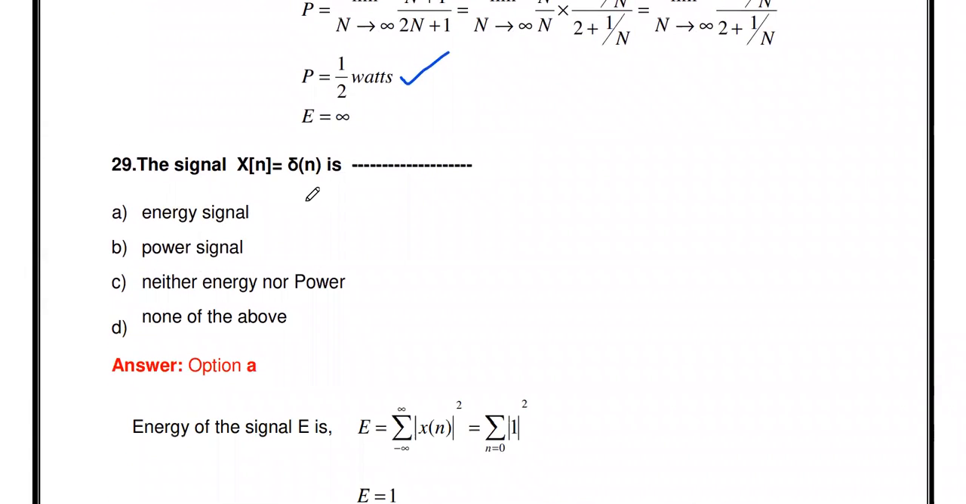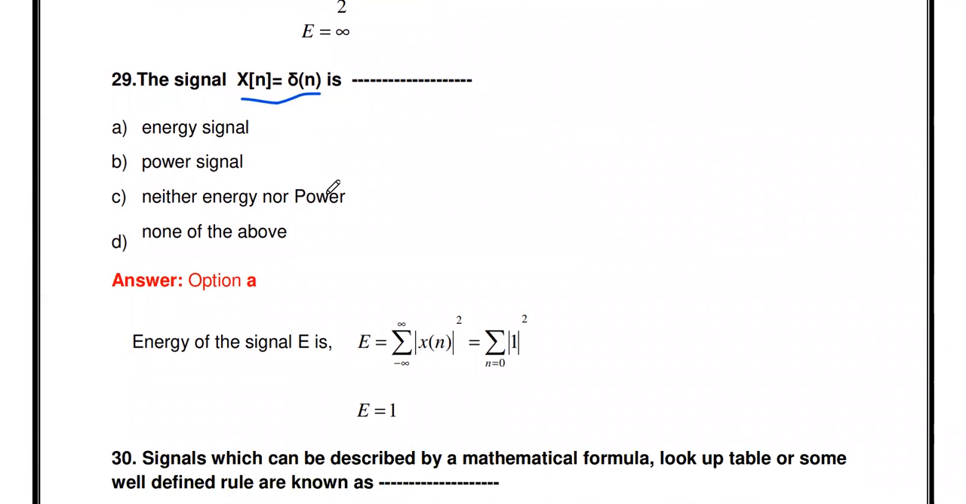And the signal x of n equal to del of n. What is del of n? It's a discrete impulse. Is the impulse signal an energy signal, power signal, neither, or none of the above? For del of n, the energy value is 1, which is finite. So it's an energy signal. The impulse signal is an energy signal. The unit step function is a power signal. The ramp signal is neither energy nor power. It is not in either category.